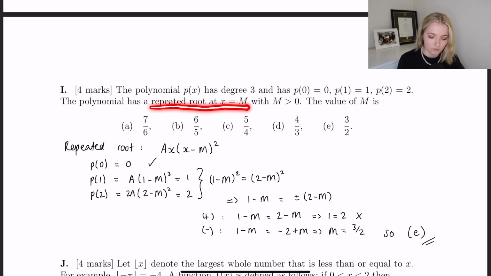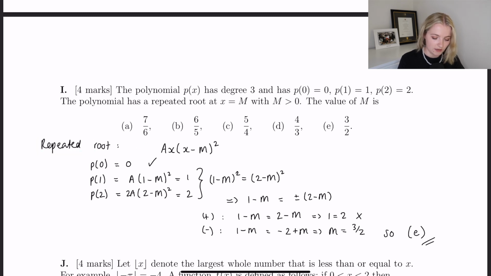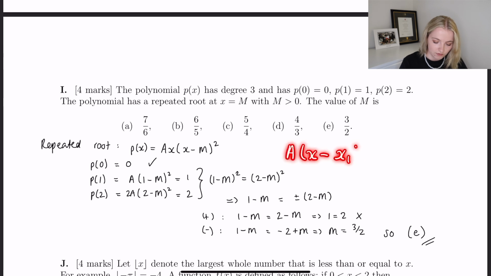So immediately we can rewrite p of x in this format here. If we say that the repeated root implies that p of x equals some constant a, then we have x out front and we have x minus m squared. Now you might be wondering, how come we had it in this format and we didn't have a multiplied by x minus, let's say, x1 multiplied by x minus m squared?